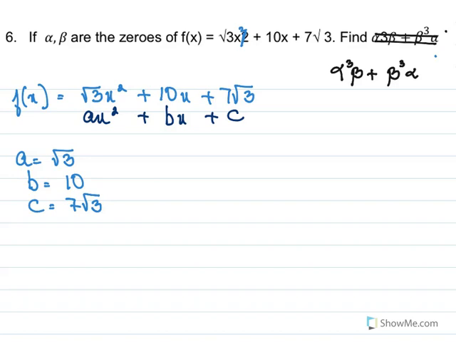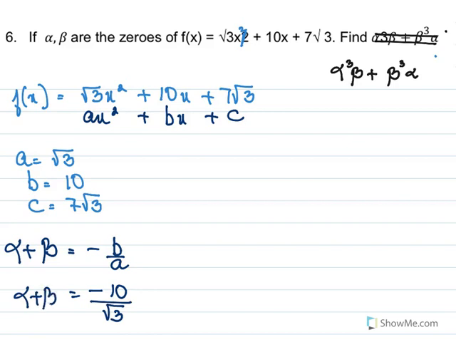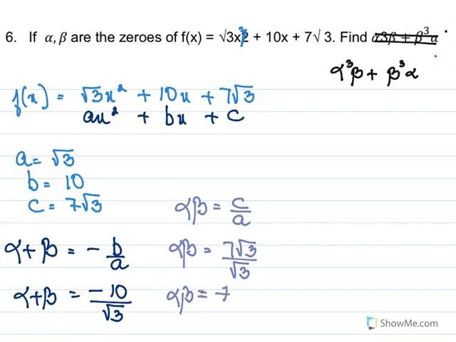Now we know that alpha plus beta is minus b by a, and we know our b is 10, so minus 10, and a is root 3. This is alpha plus beta, and alpha beta is c by a. So alpha beta, c is 7 root 3, and our a is root 3. So alpha beta is 7.